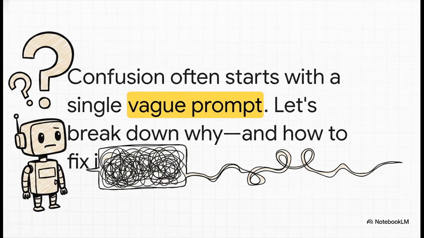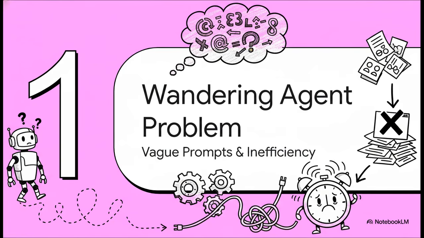Well, that confusion, that feeling of spinning your wheels, it almost always traces back to one single thing, a vague prompt. It's this tiny little mistake that ends up causing these massive problems down the line. So in this explainer, we're going to break down exactly why that happens and, more importantly, how to fix it for good.